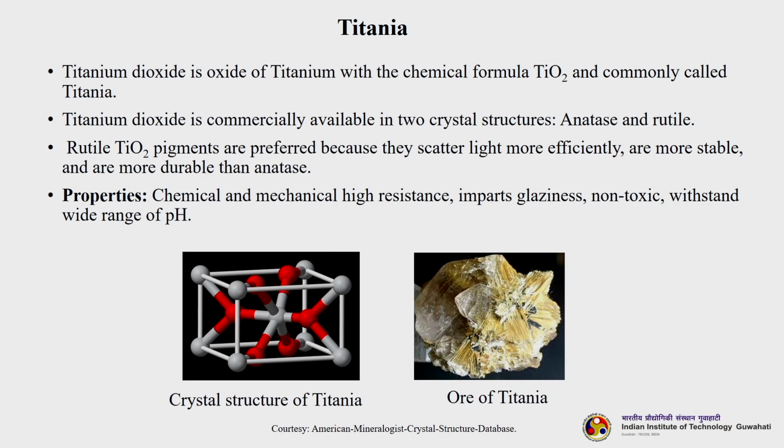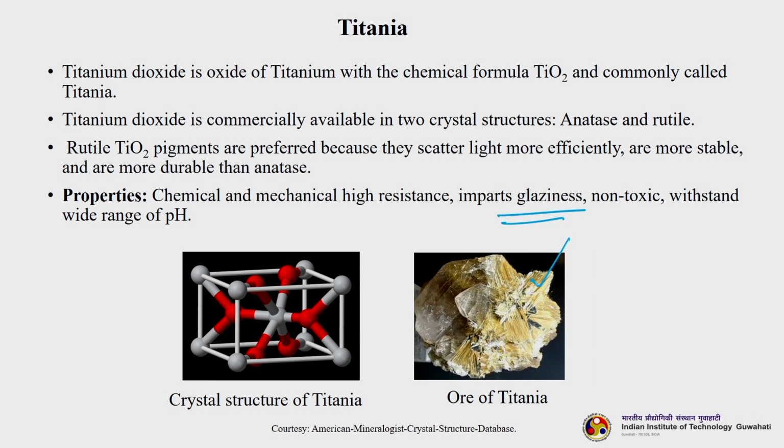The next class is titania. Titanium dioxide is the oxide of titanium with the chemical formula TiO2 and commonly called titanium. Titanium dioxide is commercially available in two crystal structures, one is anatase and another is rutile. Rutile titanium oxide pigments are preferred because they scatter light more efficiently and are more stable and more durable than anatase. The chemical and mechanical properties include higher resistance, and it imparts something called a glaziness.